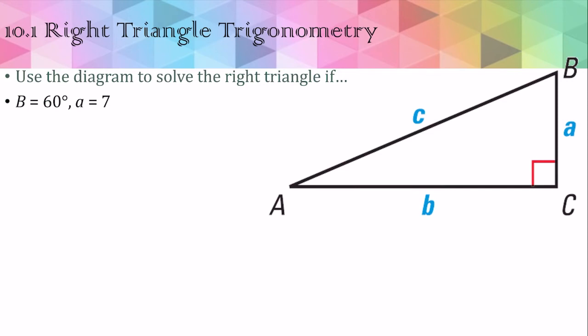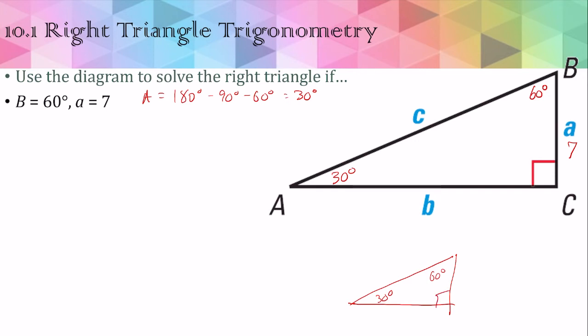All right, if B is 60 degrees and A is 7. Well, the first thing we can do that's really easy is A would have to be 30 because the three angles add up to make 180. So A would be 180 minus the 90 degrees minus the 60 degrees. So you can see this is a 30, 60, 90 triangle. And if you remember from the last slide, the sides go 1, 2, square root of 3, where 2 is the hypotenuse.